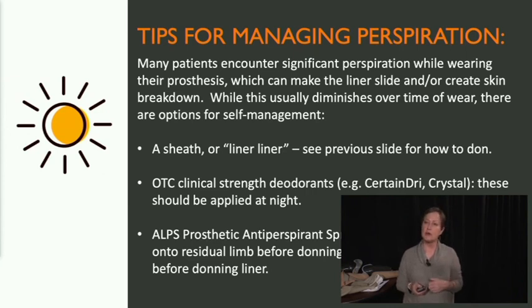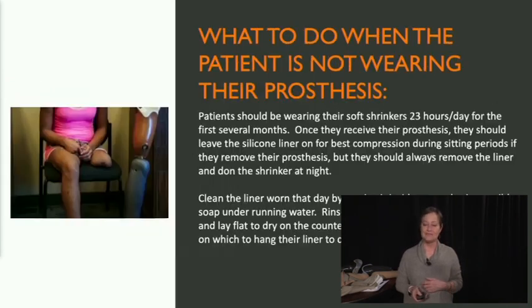There's also a newer product made by Alps. Alps is a company that makes prosthetic liners, and it's called Prosthetic Antiperspirant Spray. So it's just a spray that you spray on your limb a couple minutes before you're going to don your leg. You let it dry, and then you go ahead and put your leg on. We've had some patients have some moderate success with using that particular product as well. And these are also available online.